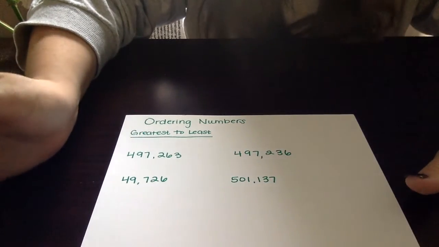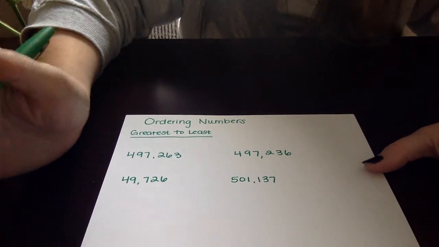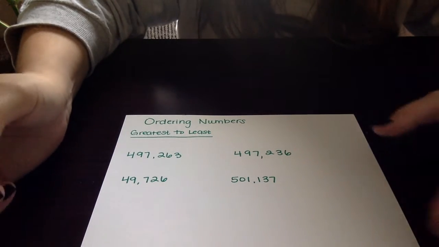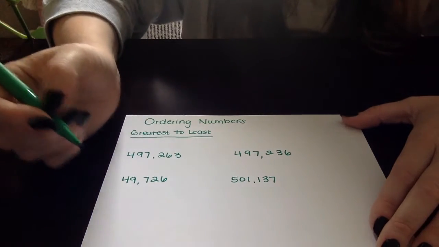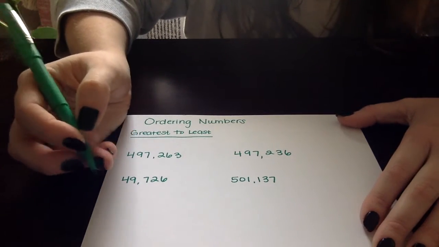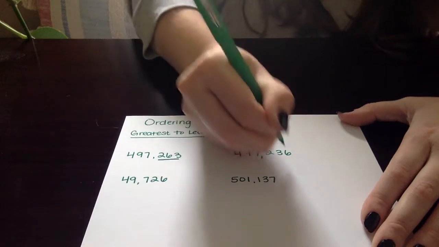I'm back with another video, and this time it's to review ordering numbers. So we have our four numbers, and we're going to use the exact same strategy that we would use to compare. We're going to compare by family. So I'm going to start by underlining the ones family in each of my numbers.